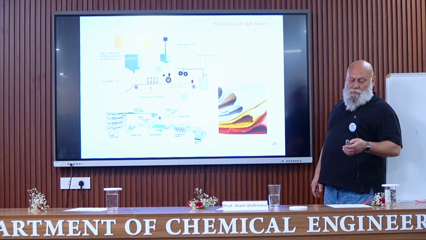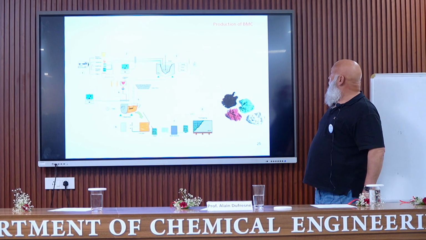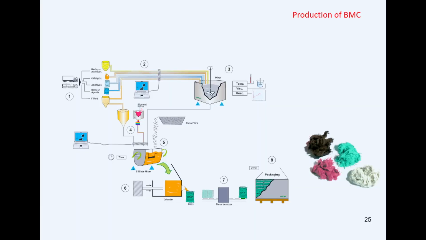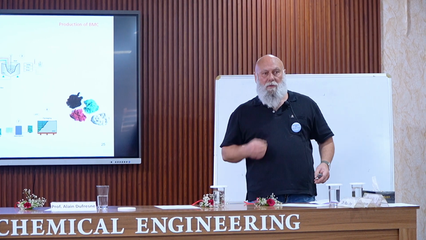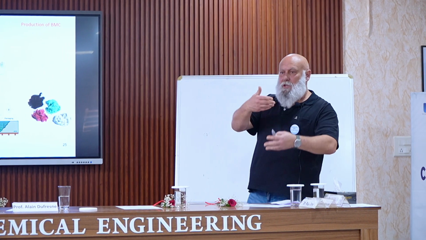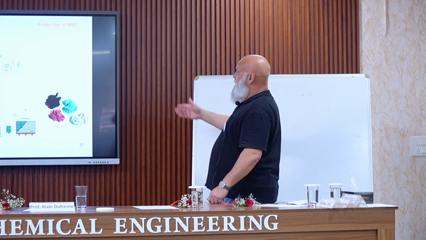BMC is for bulk molding compound. So it's a similar process, except that in this case, all the material or the other additives, the resin and the fibers are mixed in a container, which is rotating. And in this case, usually, because of this rotation, the fibers are shorter.